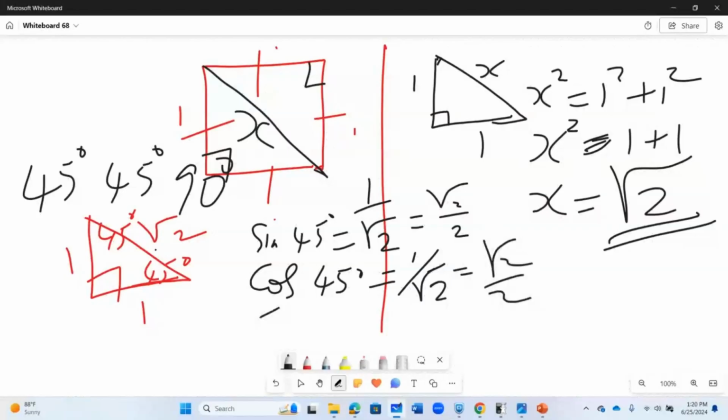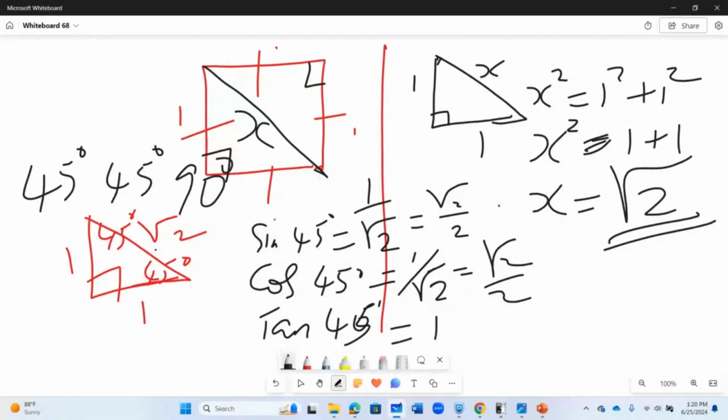And then tangent of 45 degrees is opposite over adjacent, and that is 1. So tangent of 45 degrees is 1. Likewise, the cotangent of 45 degrees is 1 too. And if you know the sine, cosine, and tangent, you already know the other ones. Therefore, you can answer the questions.